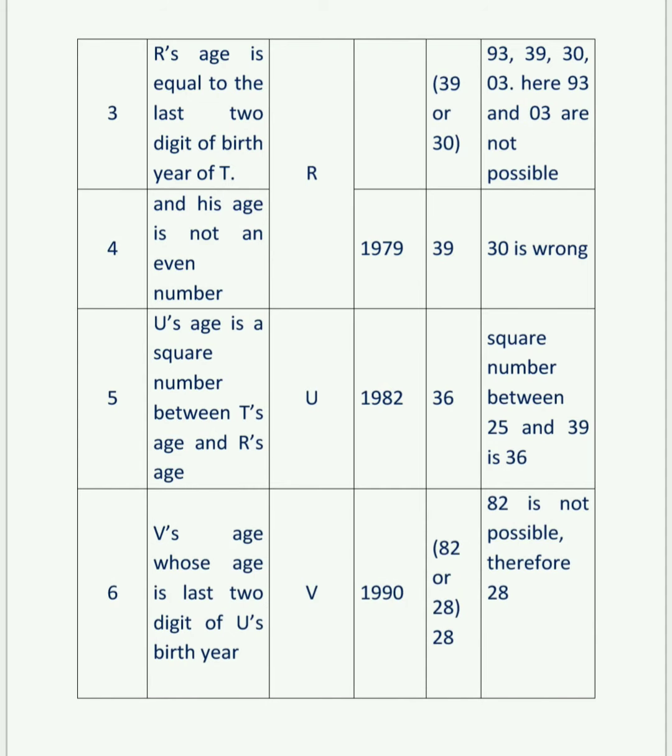Next condition, U's age is a square number between T's age and R's age. Therefore, U's age lies between 25 and 39. The square is 36. Therefore, his age is 36. He was born in 1982. Next, condition number 6. V's age is the last two digits of U's birth year. Therefore, V's age is 82 or 28. 82 is not possible. Therefore, V's age is 28.